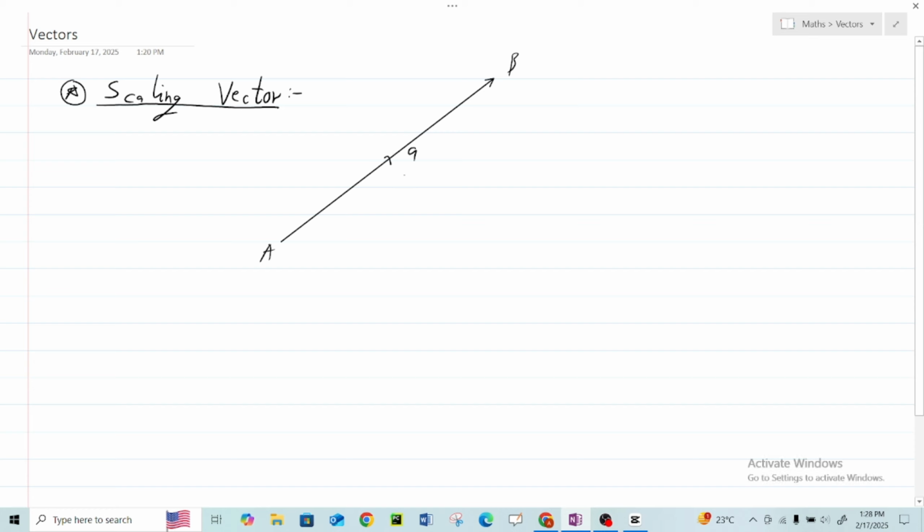Now if someone says scale the vector by 2, what does that mean? That means scaling vector would be 2 times A. So scaling a vector by 2 means 2 times A. So A will now become 2A.